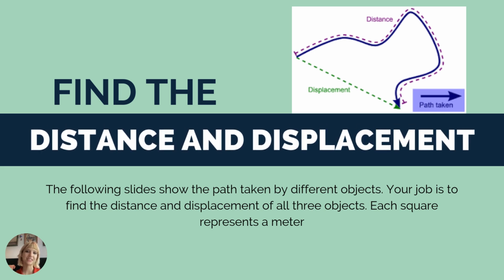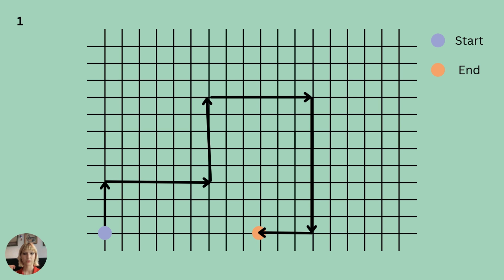Okay, so to find the distance versus displacement, the following slides show the path taken by different objects, and your job is to find the distance and displacement of all three objects. Each square represents 1 meter. So here we have a little infographic, and this blue line is the path taken, so the object goes bloop, bloop, bloop, bloop, and the distance is going to be following that entire path. Whereas the displacement, you just take the initial position and the final position, and you find the difference between them. So go ahead and pause the video to try out this one, and I will reveal what it is on the next slide.